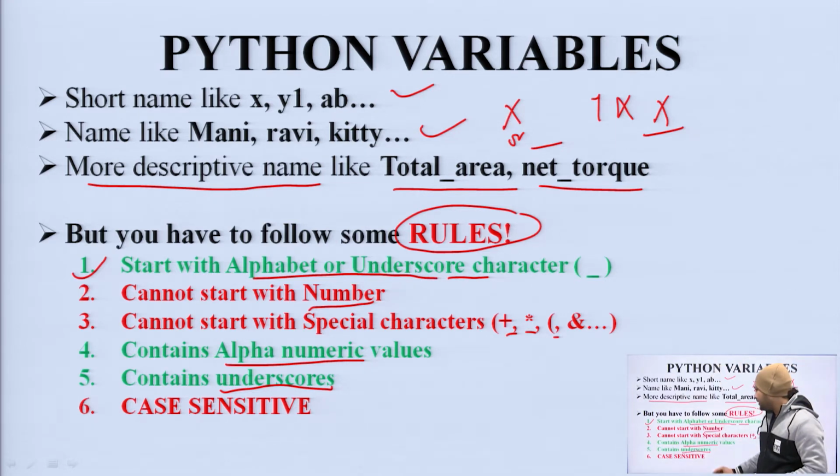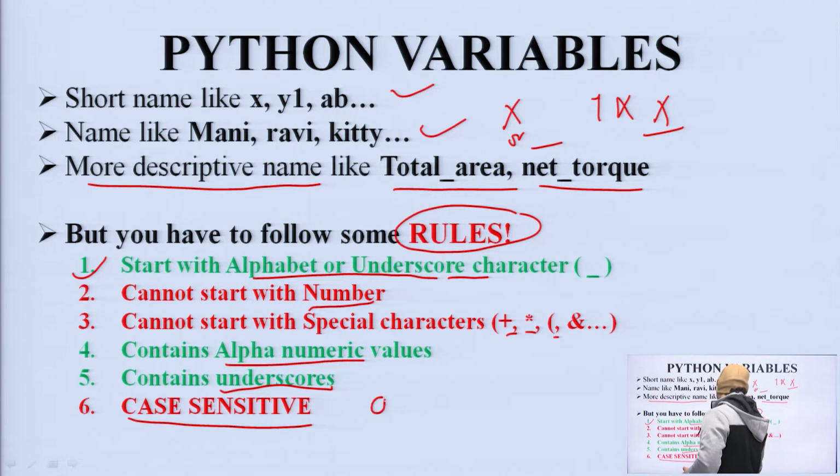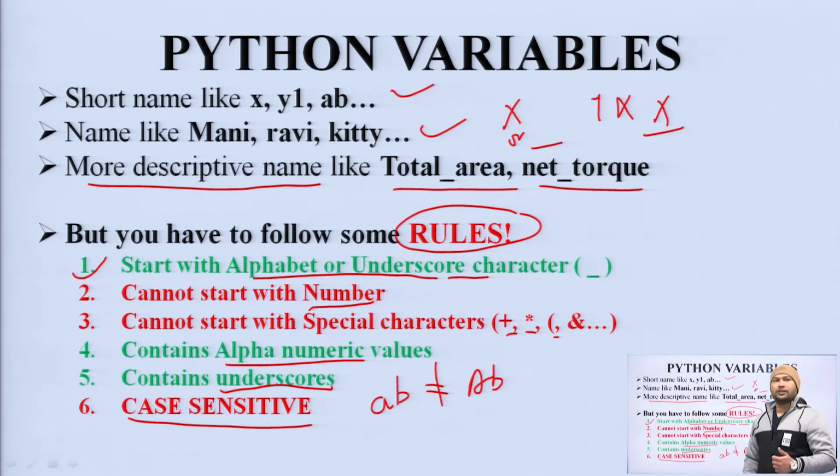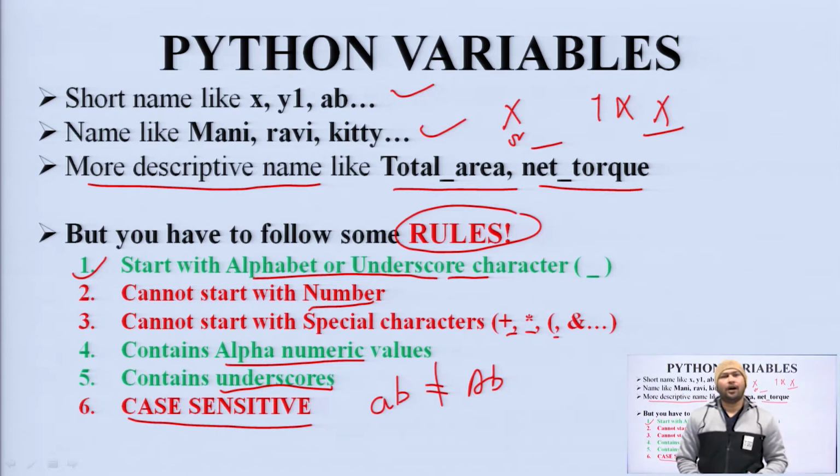The last thing is case sensitivity. Case sensitivity says that if you have small a, small b as a variable name, this is taken as a valid variable name because it follows the rules, but it is not equal to capital A, small b. These two are different because small a and capital A are two different things in programming.